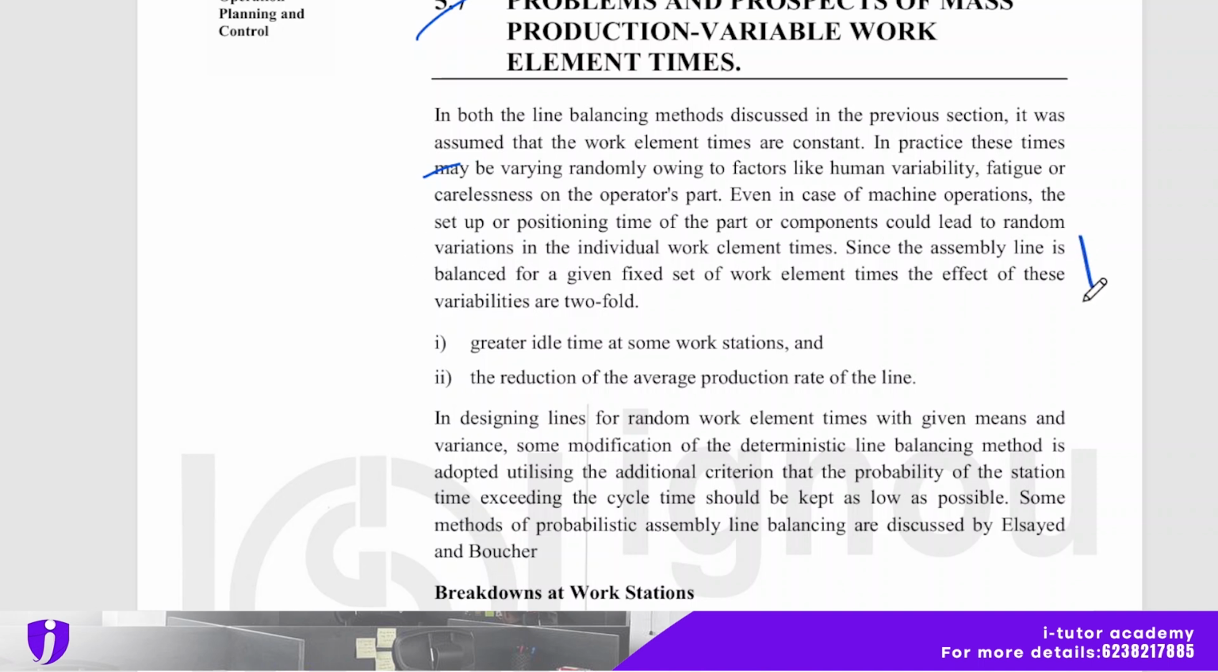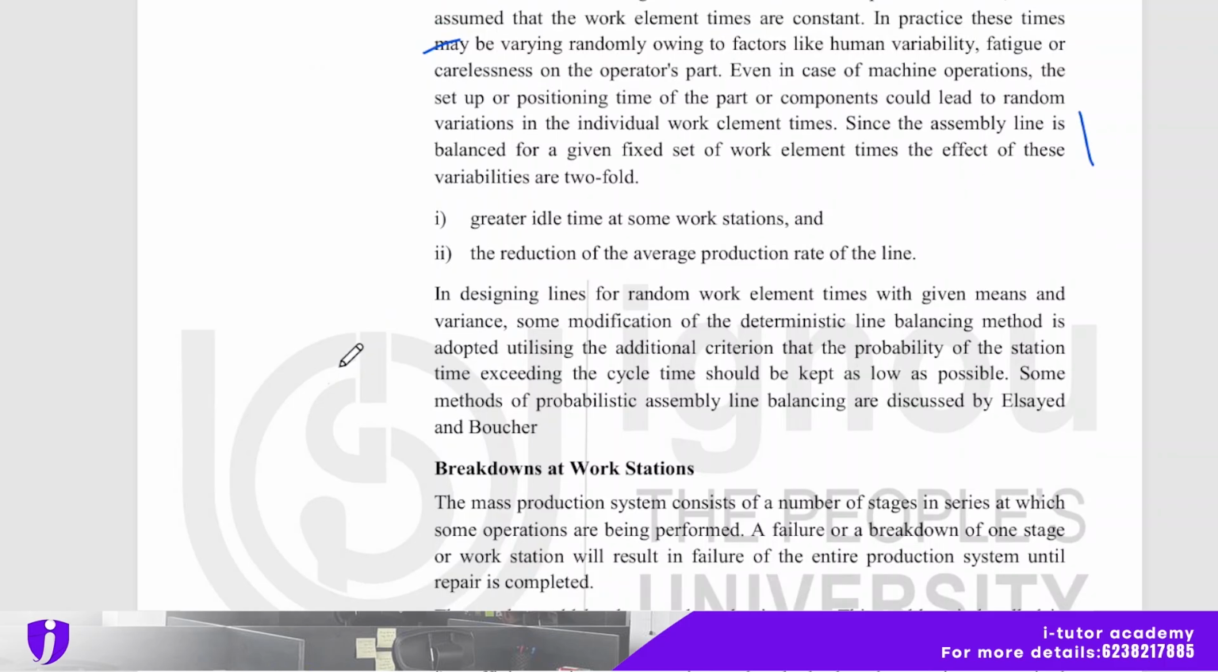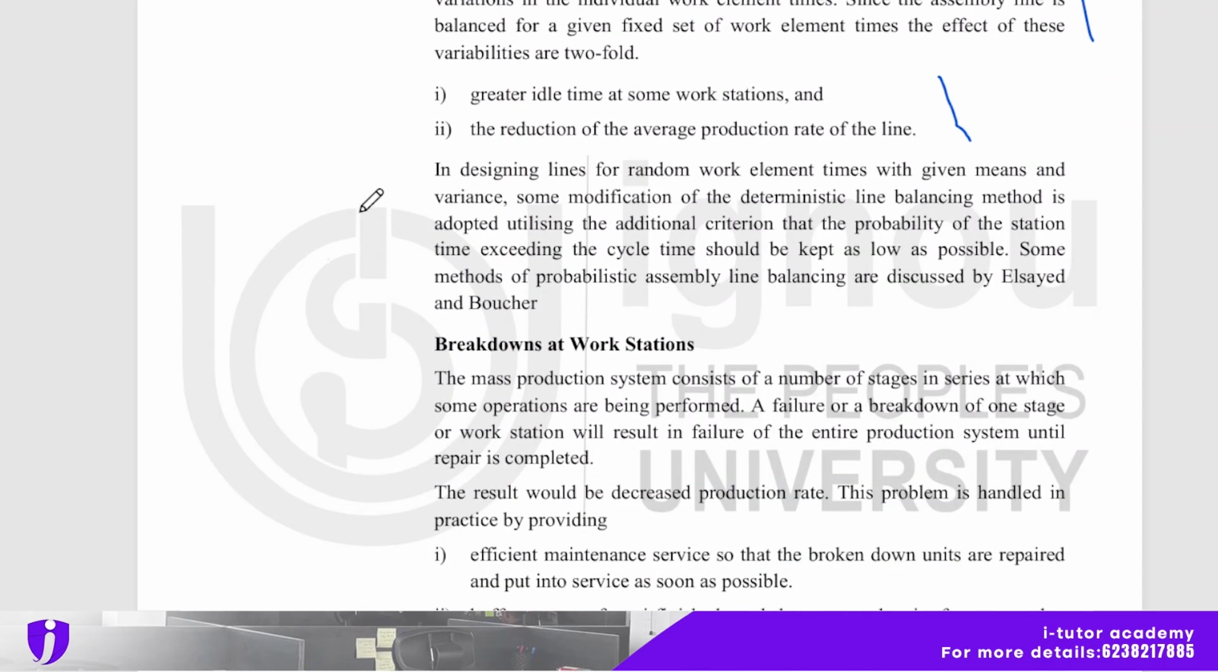Since the assembly line is balanced for a given fixed set of work element times, the effect of this variability is twofold: greater idle time at some workstations, and a reduction of the average production rate of the line. In designing a line with random work element times, with given means and variances, some modification of the deterministic line balancing method is adopted, utilizing the additional criterion that the probability of the station time exceeding the cycle time should be kept as low as possible. Some methods of probabilistic assembly line balancing are discussed by Elmaghraby and Bosch.